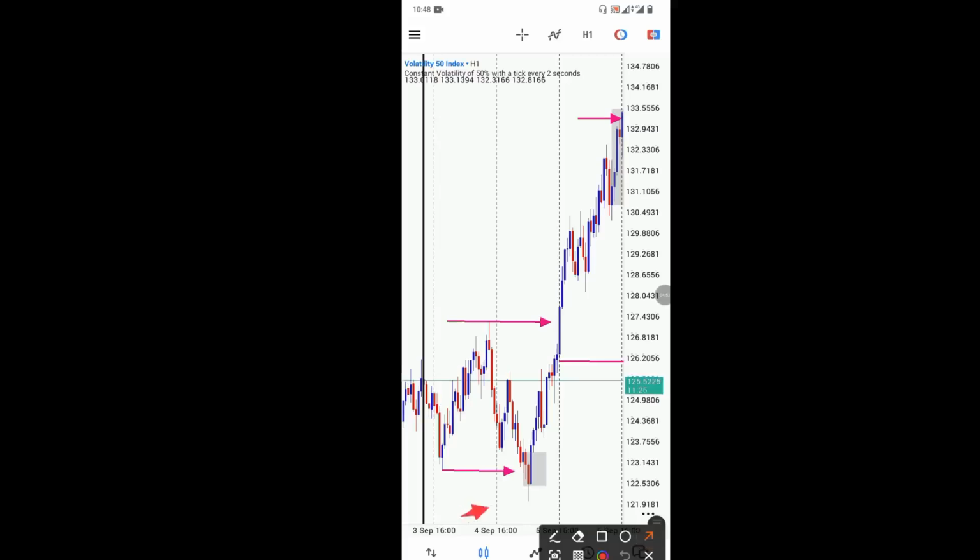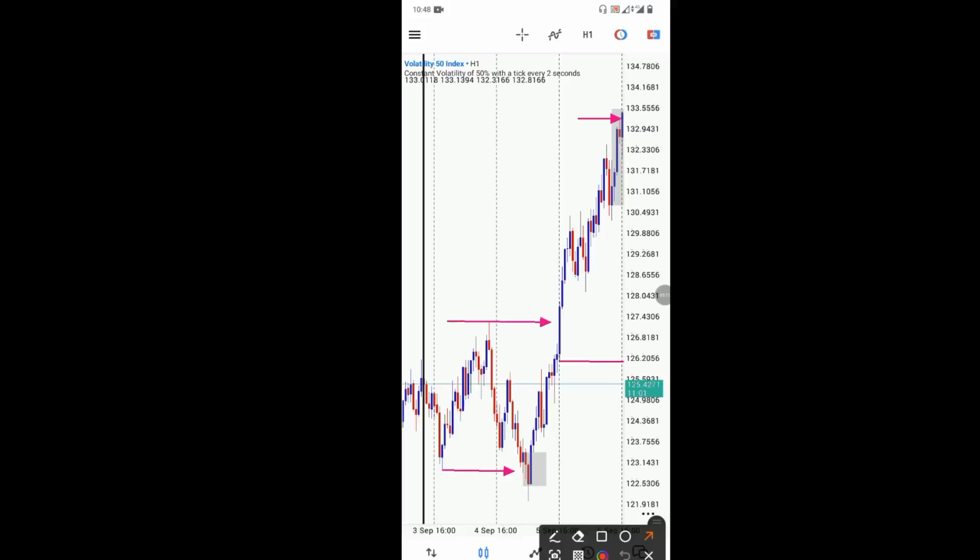It must be a body closure. So as a result, you can now see price took it out here by a body closure of the down close candle. That's the number one checklist: did price take out the previous day high or the previous day low? In this case, did price take it out by a body closure? If yes, that one is checked yes.